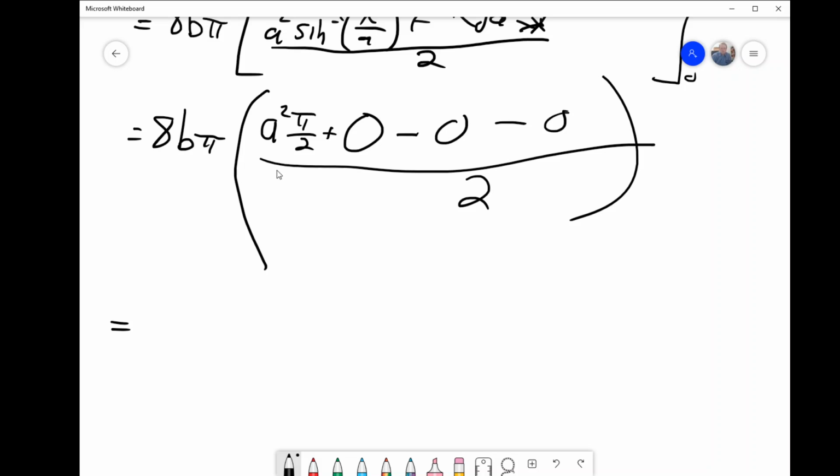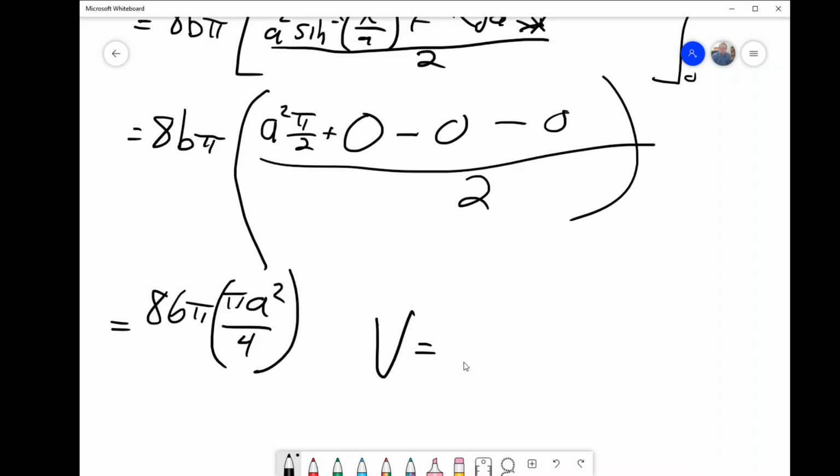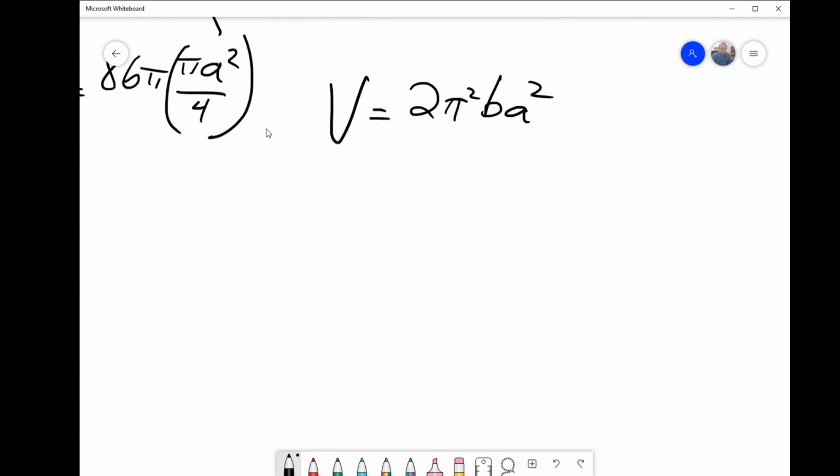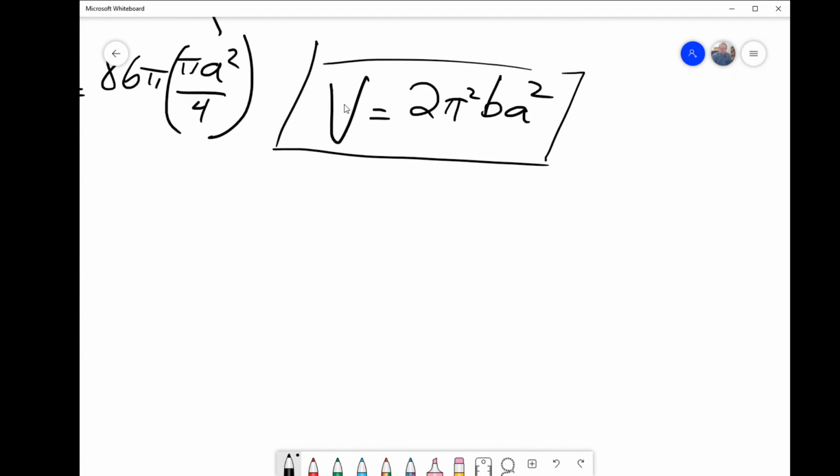So for this entire function, we have an 8b pi on the outside, and the interior becomes pi a squared over 4. So the volume of our torus is 2 pi squared b times a squared. So it seems like a lot of work, but this is the volume of our torus.